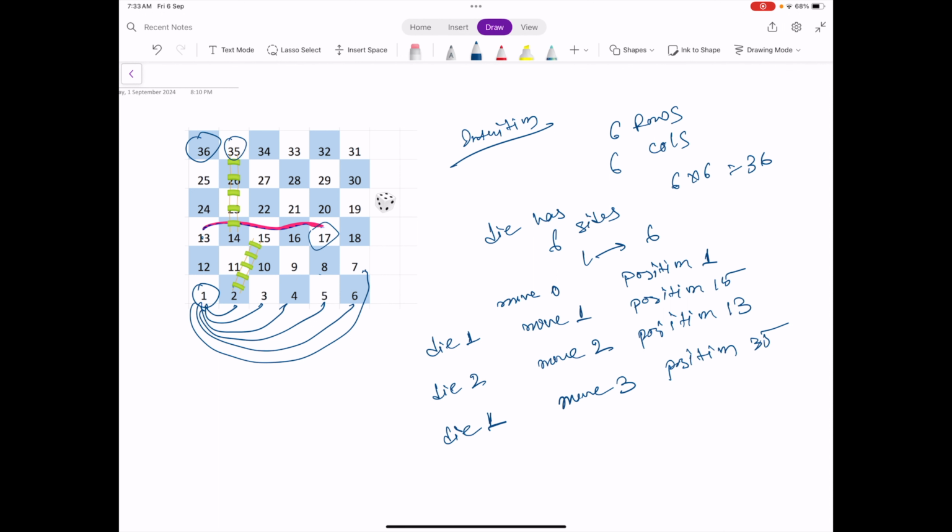Now we are at position 35. Let's say in the die we got 1 again. So move 4 and position is 36. So 36 was the destination, and we have reached our destination. What is the current move? 4 is the current move, and this is the answer.